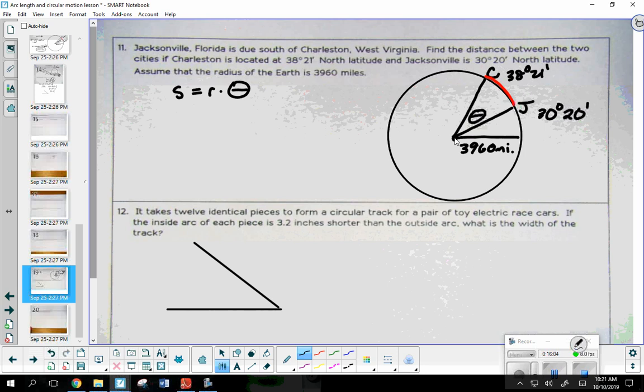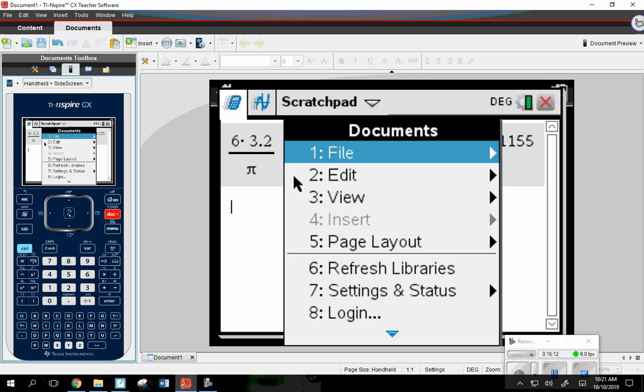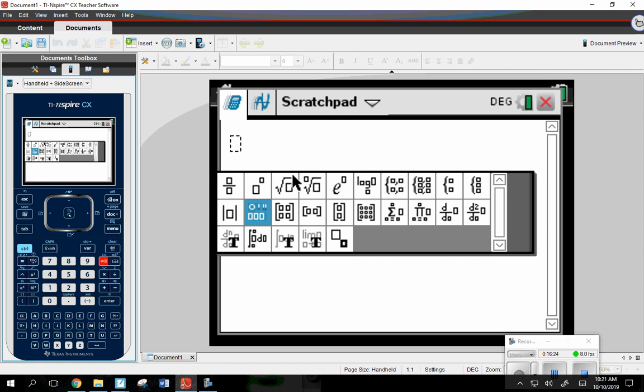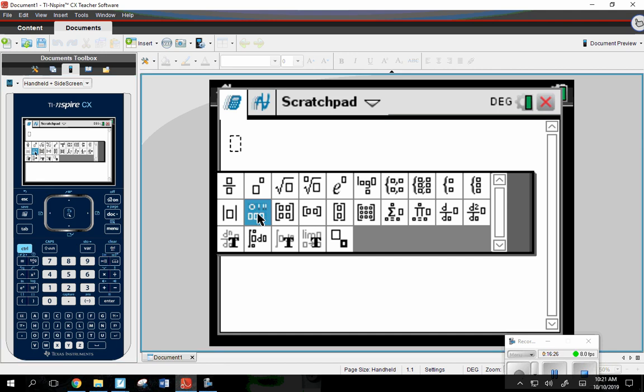Subtract. Okay. So I'm going to take 38 degrees 21 minutes and subtract the 30 degrees 20 minutes. So let's see here. I'm going to come back over to my calculator. Where is DMS? Degrees, minutes, seconds. Okay, it's this button right here between 9 and the catalog, right below delete. Okay. Remember, we want second row, second column.